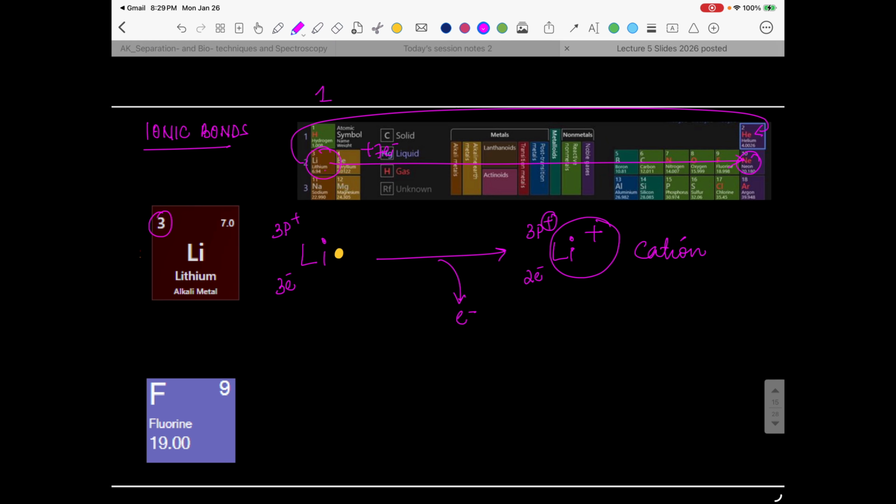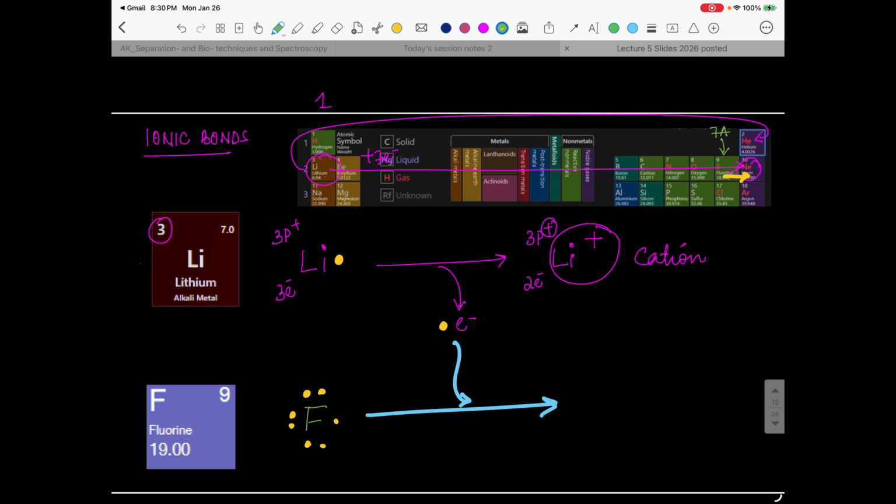Now if there comes a fluorine atom, fluorine is in group 7A, which means fluorine has 7 valence electrons, 1, 2, 3, 4, 5, 6, 7. So in order for fluorine to get to neon, it only needs 1 electron. So if this lithium is giving away the electron, then fluorine will say, I'm happy to take it. So it will readily accept that.